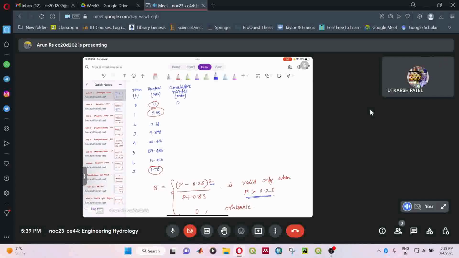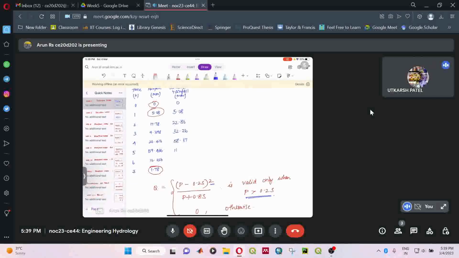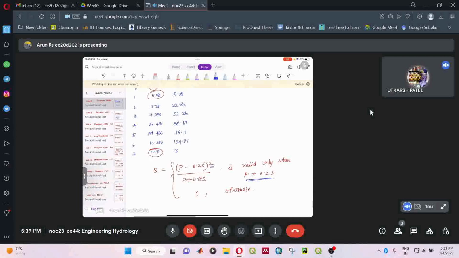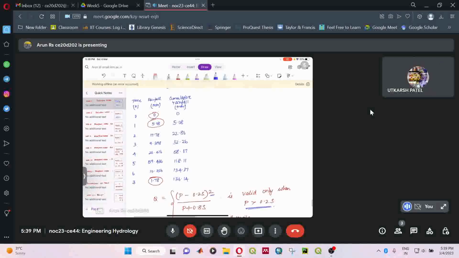So we are going to plot everything. That's why I'm calculating this. 5.08, I'm approximating a little bit. So that's what I have. 32.26, then 58.67, 118.11, 134.37, and 136.14. So I have just calculated the cumulative rainfall.